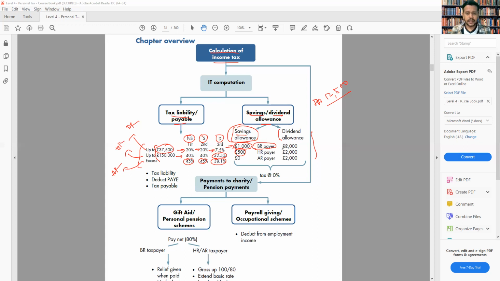On the other hand, dividend is free. At any rate, 2,000 is free. It doesn't matter how much the income is. Regardless of the income, 2,000 is always free for the dividend. So if you are a shareholder of any company, you can take the dividend up to 2,000.